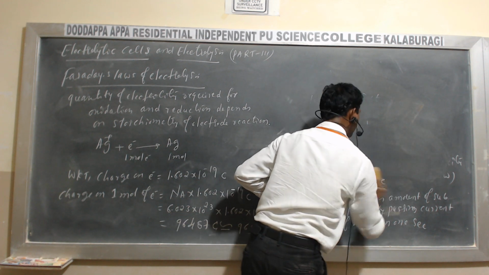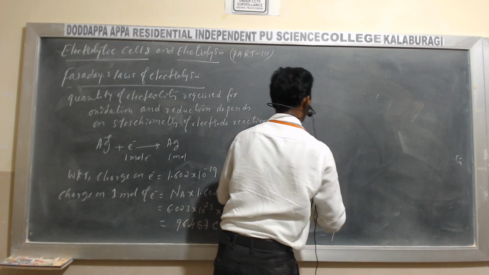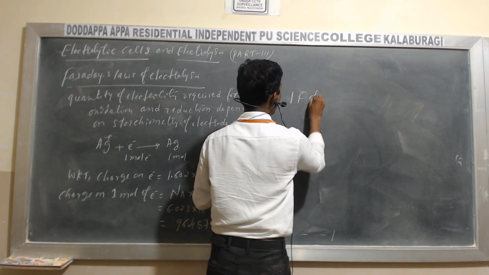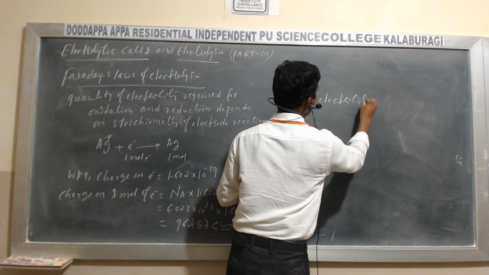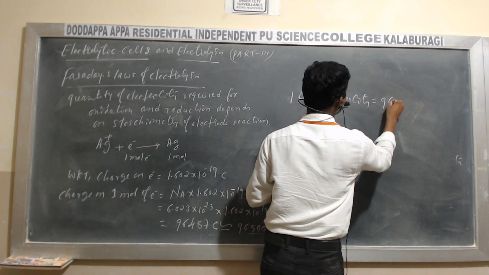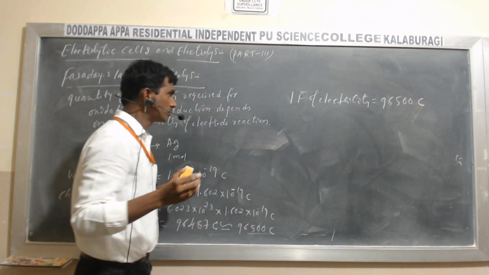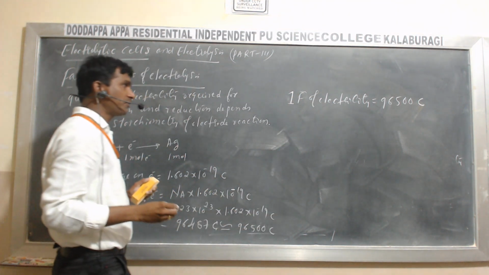So here we can write that 1 Faraday of electricity is equal to 96,500 coulomb. 1 Faraday is always equal to 96,500 coulomb.